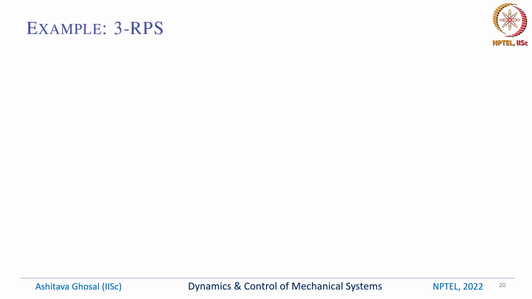Unlike the serial chain which we have discussed, if you have a mechanism with a parallel configuration or with closed loops, it is not so easy to obtain the linear and angular velocities or the acceleration of all the links, and this is primarily because of closed loops. Okay, and it's also because there are many more joints than the degrees of freedom. So we will take an example of a 3 RPS parallel system.